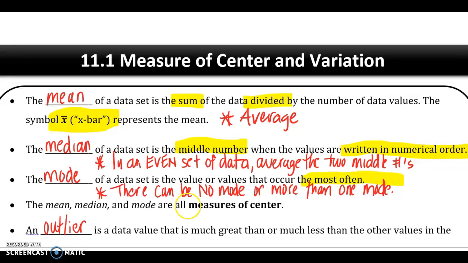All of these are what we're going to refer to as our measures of center. So what we're going to be doing is making some comparisons about those measures of center and which one of those is the best representation of our data. We're also going to be looking at outliers today. Outliers are numbers that are much greater than or much less than other values in the set of data. There's not always an outlier, but sometimes there is one, and it will definitely affect those measures of center.